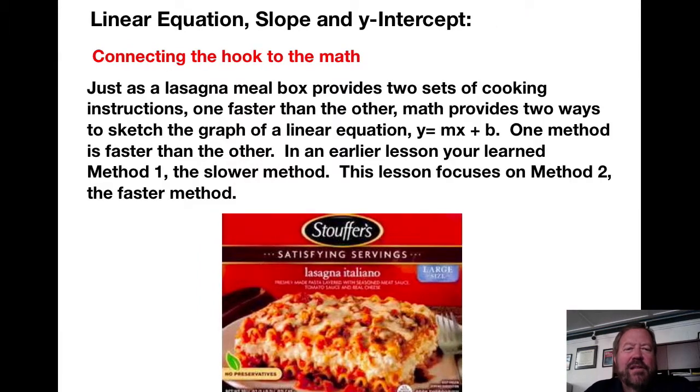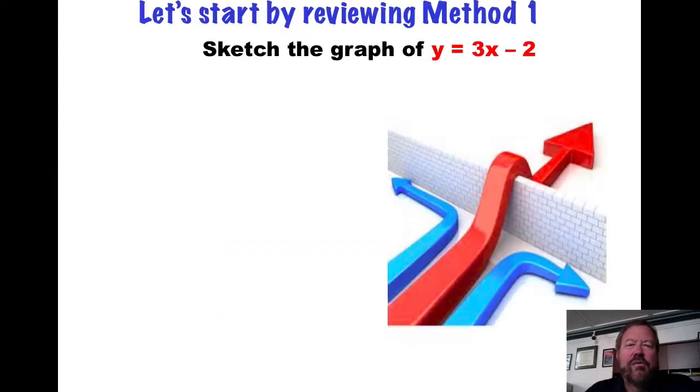So connecting the hook to the math, just as the lasagna meal box provides two sets of cooking instructions, one faster than the other, math provides two ways to sketch the graph of a linear equation, y equals mx plus b. One method is faster than the other. In an earlier lesson, students learned method 1, the slower method. This lesson focuses on method 2, the faster method. Now, we start by reviewing method 1, which was the slower method. So let's take a look.